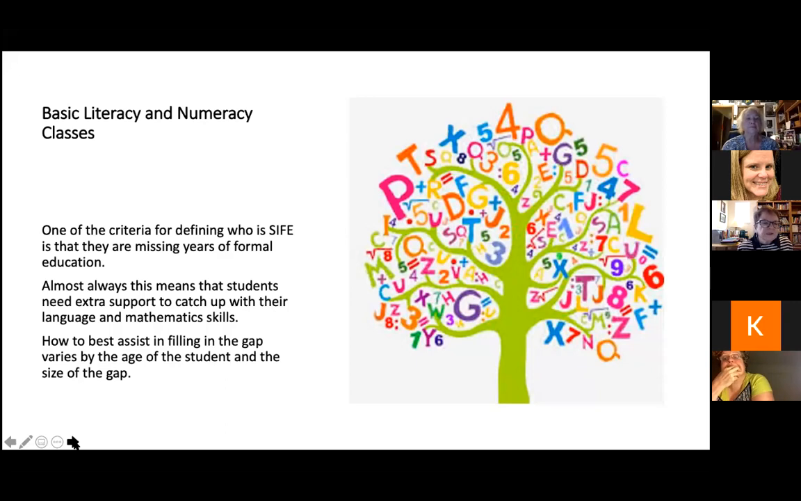The basic literacy and numeracy classes are really important. They're missing years of formal education, and if you see them sitting, as you did in that picture, with slates, and they're all together, and they're all at different levels, and they're all different ages, so how can they all catch up and learn? The students need extra support to catch up with their language and mathematics skills gaps. So how do we best assist them in filling in the gap? And it varies by the age of the student and the size of the gap.